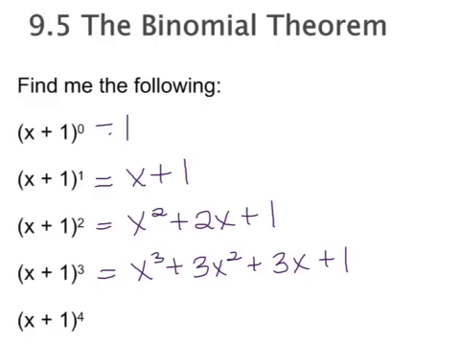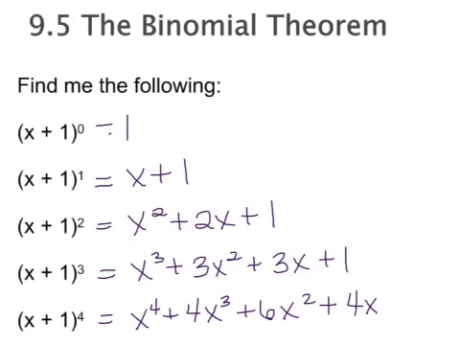And then finally, x plus 1 the quantity to the fourth, we're going to get x to the fourth plus 4x cubed plus 6x squared plus 4x to the first plus 1. Alright, Mrs. Holman, what was the point of multiplying all of those out?